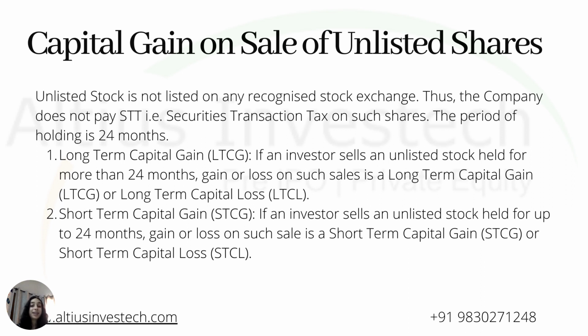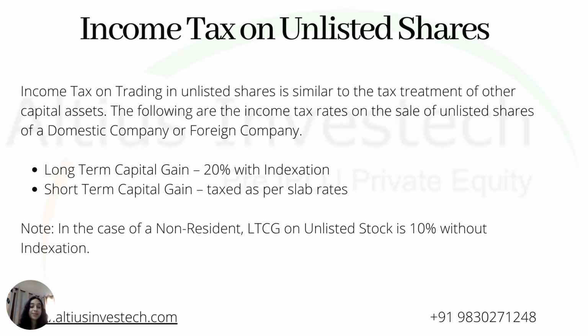Long-term capital gain is when an investor sells an unlisted stock held for more than 24 months. The gains or losses from such sales is long-term capital gain or long-term capital loss. Short-term capital gain is if an investor sells an unlisted stock held up for 24 months. Gain or loss on any such sale is known as short-term capital gain or short-term capital loss. I hope that's clear. Moving on, we talk about income tax on unlisted shares.